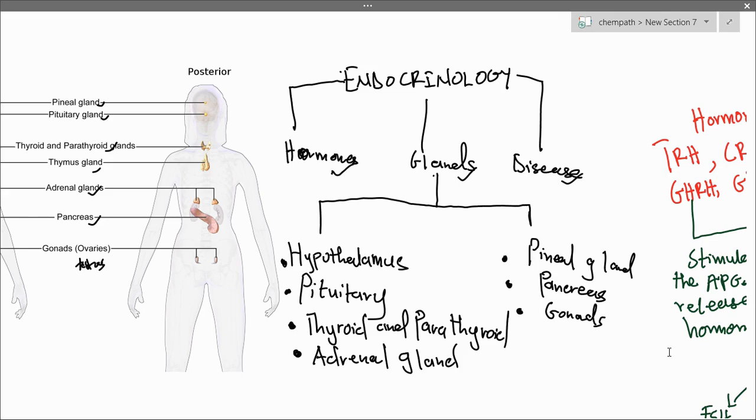The hypothalamus has specific hormones that it produces. The pituitary glands have specific hormones that they produce. The thyroid and the parathyroid glands have specific hormones they produce. The adrenal glands have specific hormones they produce. The pineal, the pancreas, and the gonads all have specific hormones that they produce. And these hormones are released directly into the bloodstream to cause their effect on target organs.